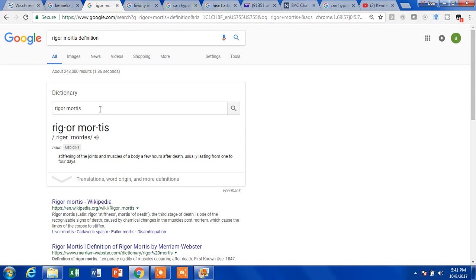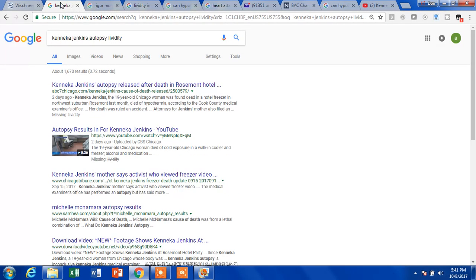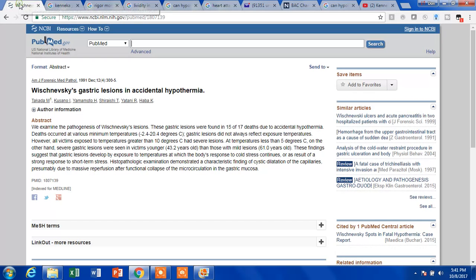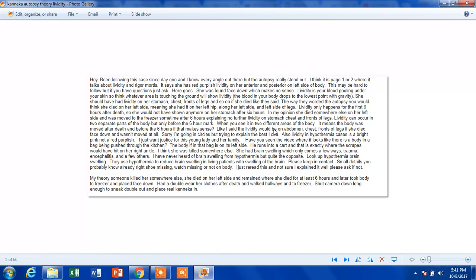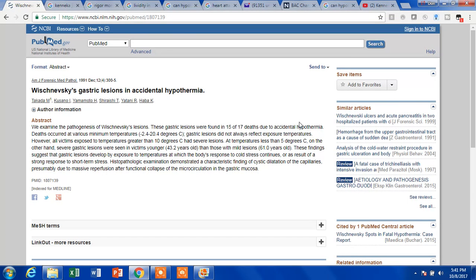Rigor mortis, if you don't know what that is, is just the stiffening of the joints and muscles of a body a few hours after death. That just shows that they're not moving, everything's starting to get tight. Now, it said that she had the Wisniewski's gastric lesions, and that is caused in accidental hypothermia. That's something that they could have actually put in there to go along with the fact that she supposedly died from accidental hypothermia.